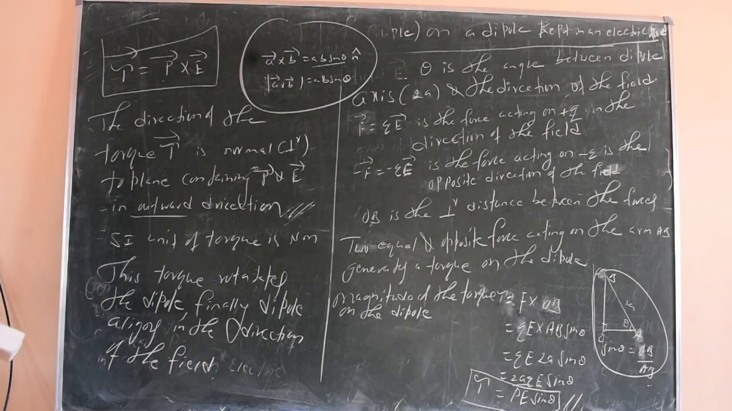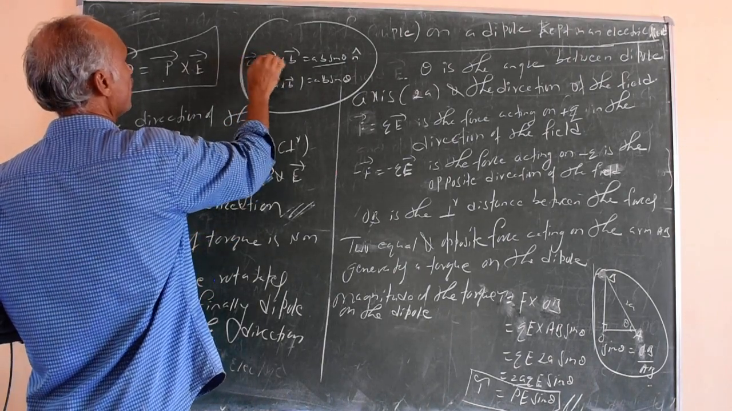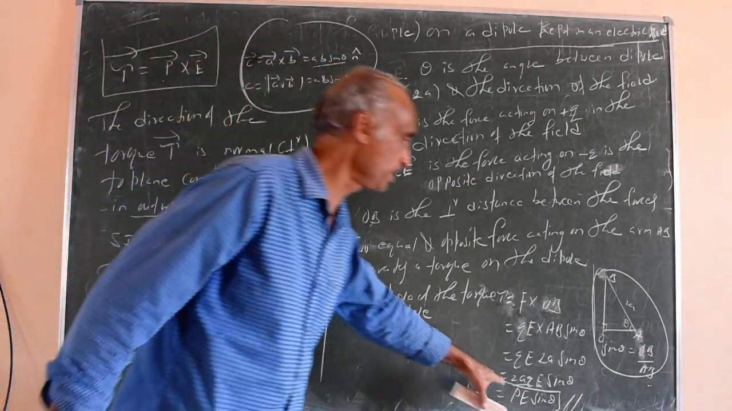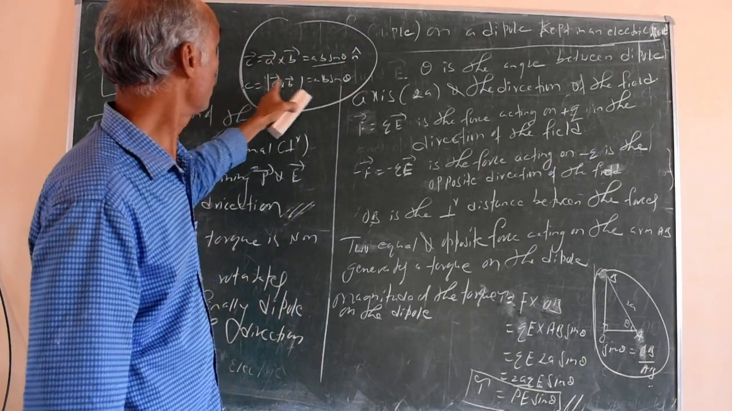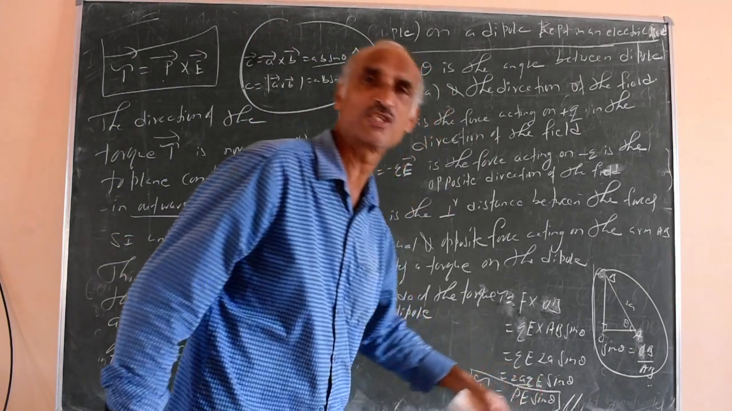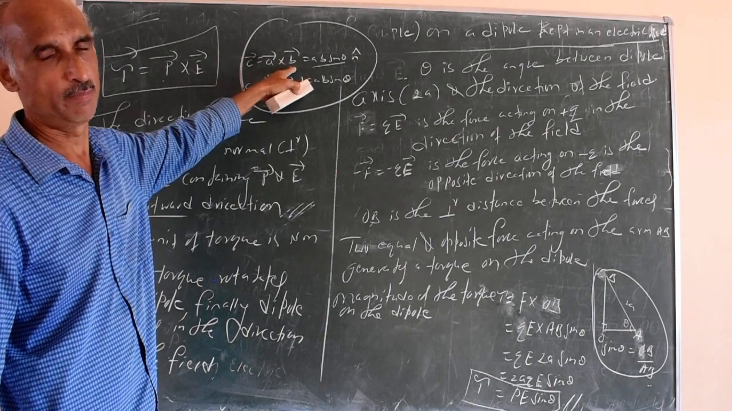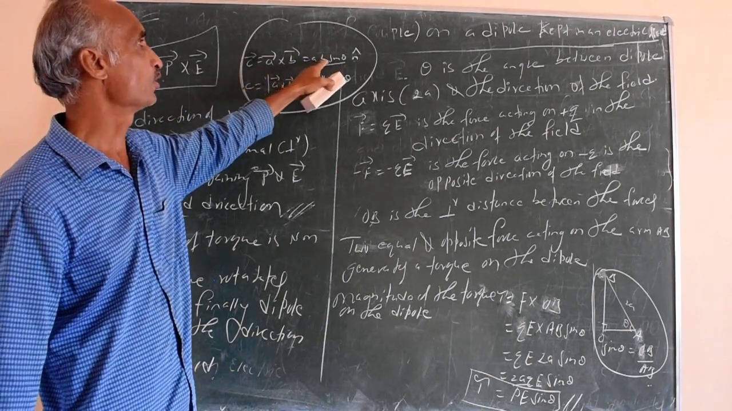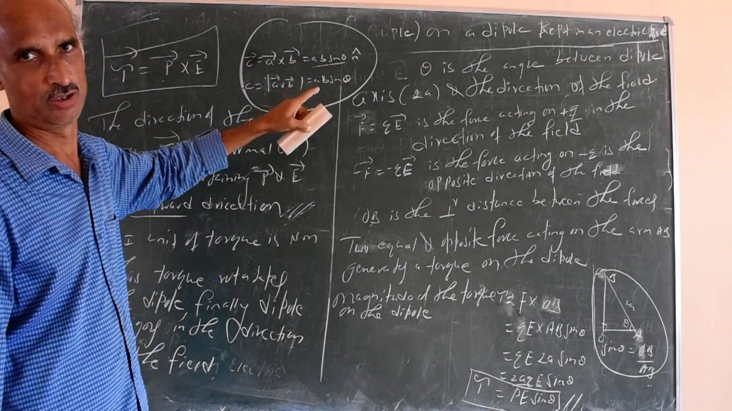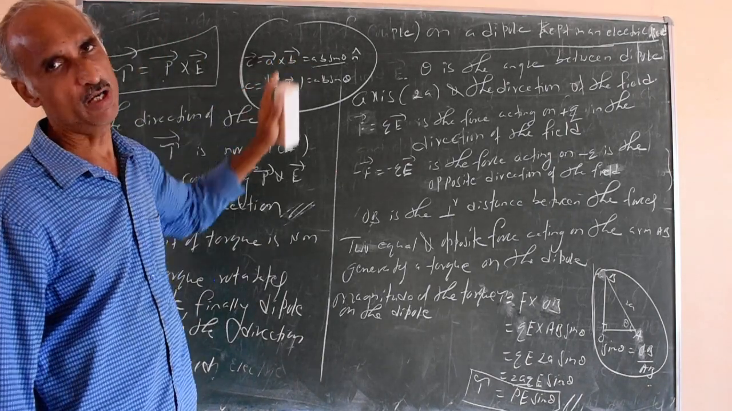So suppose A bar cross B bar is C bar. C bar is equal to A bar cross B bar, and the magnitude C is equal to AB sin theta. Tau is equal to PE sin theta. So C is equal to AB sin theta means C bar is equal to A bar cross B bar, therefore tau bar is equal to P bar cross E bar. C bar is AB sin theta n cap. N cap is the direction, the unit vector perpendicular to the plane containing A bar and B bar.